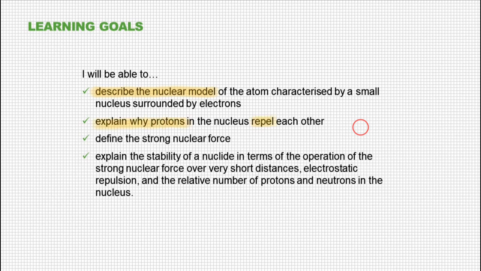Explain why protons repel each other. So again, when explaining why protons may repel one another, you'll come back to looking at the charges of those protons. Then we look at defining the strong force. We'll talk about the force we've just introduced, the electromagnetic force, and we'll talk about the force that holds the nucleus together. And then we will look at the stability of the atom or the nucleus and how that pattern evolves across the periodic table.